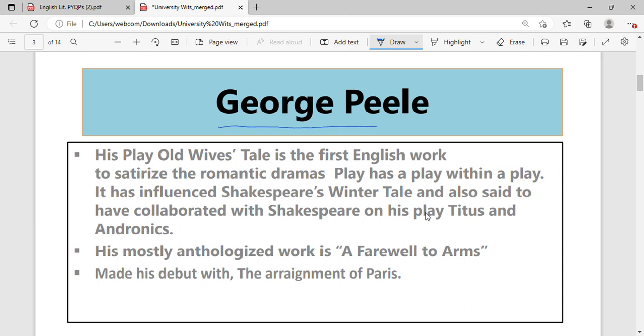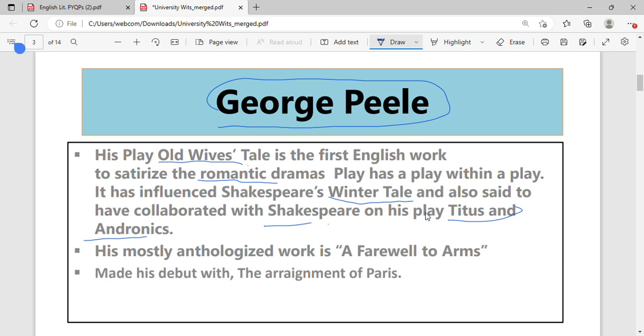Then we have George Peele, another one. He has written a play called The Old Wives' Tale, right? It is the first English work where anyone has satirized the romantic drama. The play has a play within it. In The Old Wives' Tale, we have a play within a play, and it influenced Shakespeare's Winter's Tale. It is also said that George Peele collaborated with Shakespeare on the play Titus Andronicus.